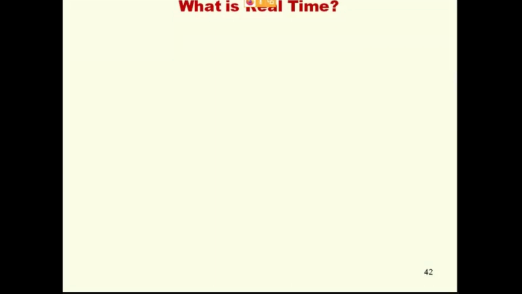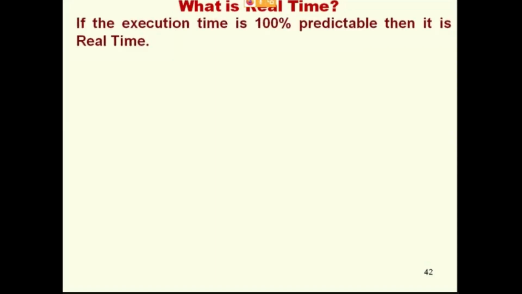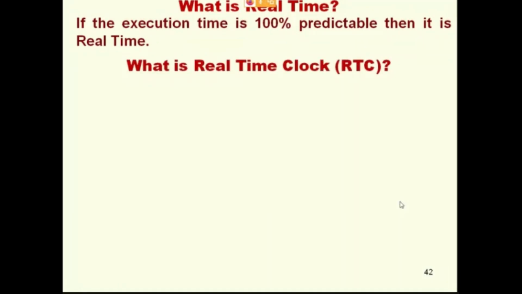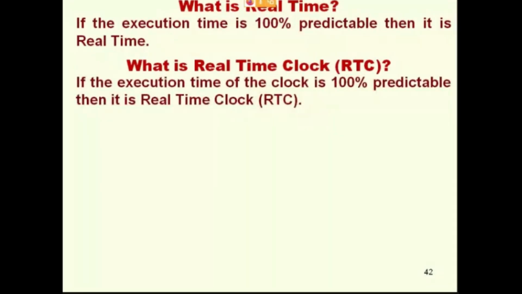The first question. Quickly to say, if the execution time is 100% predictable, then we can say it is real-time. So please try to understand. You must utter the same words. If the execution time is 100% predictable, then we can say it is real-time. To make it more clear: what is a real-time clock? If the execution time of the clock is 100% predictable, then we can say it is a real-time clock.